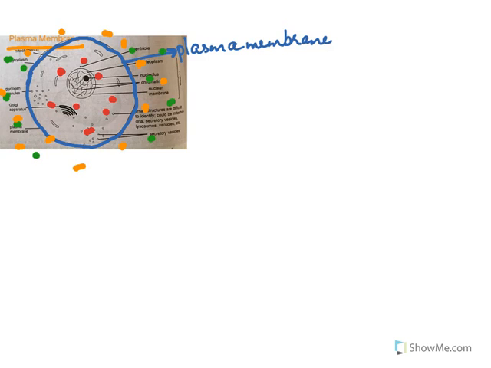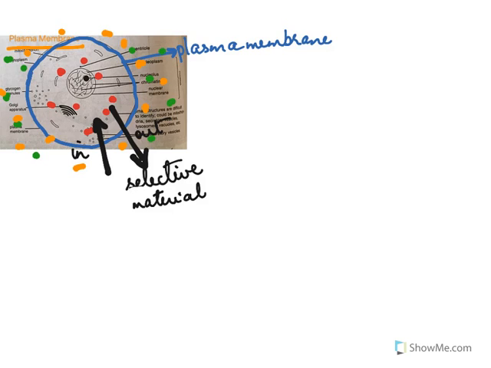It allows the entry and the exit of only selected materials, not all materials, but selective materials. So one function of the plasma membrane is that it allows the entry and exit of selected material. Since it does this, it is also called a selectively permeable membrane. It is called selectively permeable because it selects the entry and exit of material, allowing only some material to enter and some material to exit.